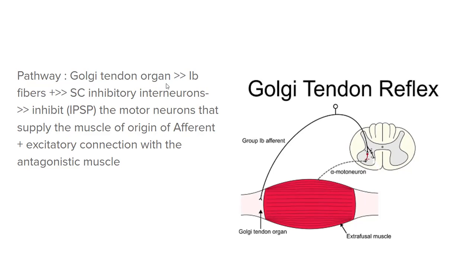For example, Golgi tendon organ gets stimulated, 1B fibers are activated. At the spinal cord, inhibitory interneurons get activated, causing an inhibitory postsynaptic potential. The motor neurons that supply the muscle of the origin of the afferent, that is the origin of 1B, are inhibited. There is relaxation of the muscle. And there is an excitatory connection with the antagonistic muscle. So this is also bisynaptic actually. This is also bisynaptic and this is also inhibitory postsynaptic.